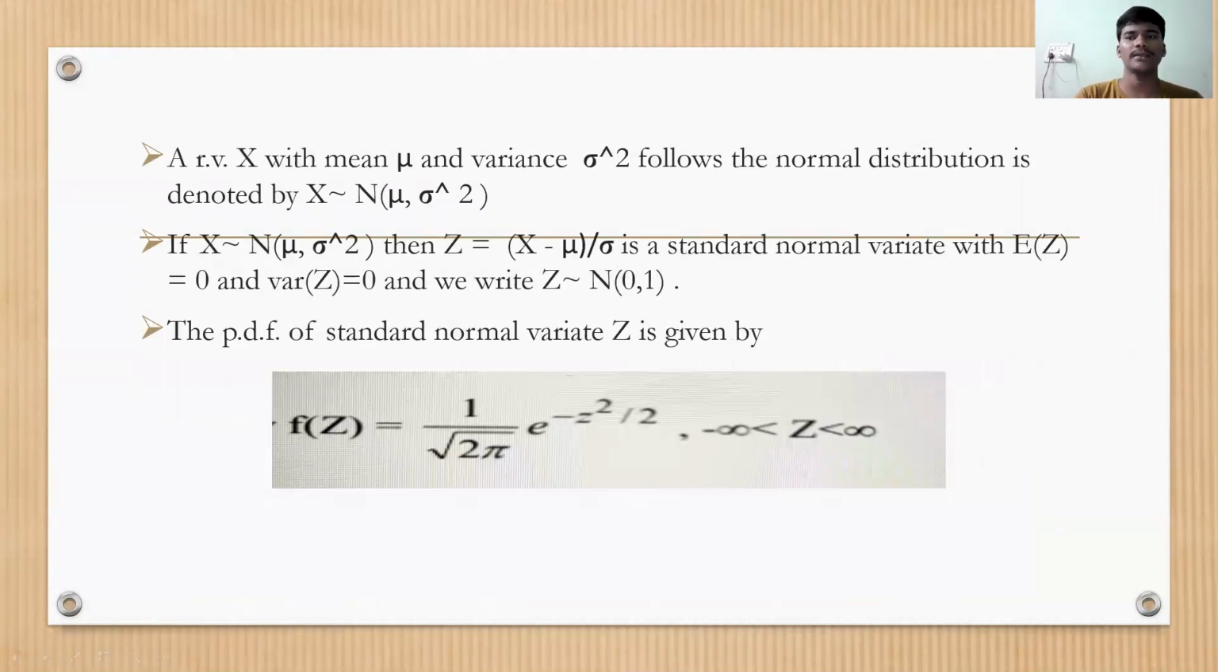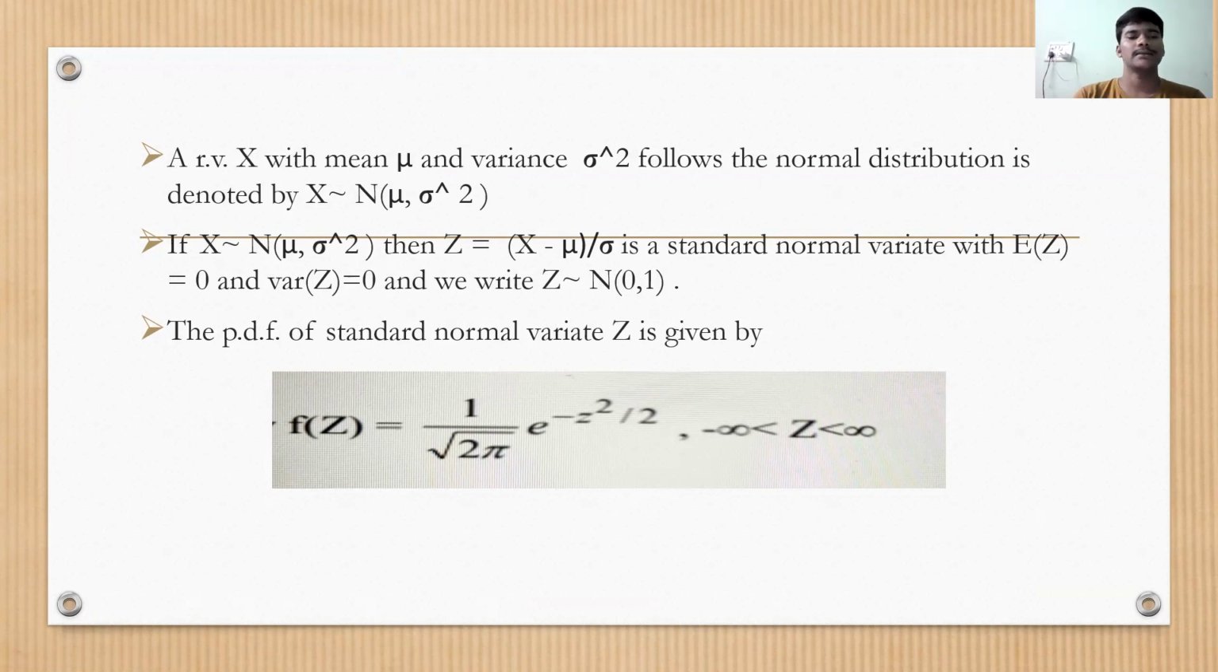Now see here, a random variable x, a normal variable with mean mu and variance sigma square, follows the normal distribution and is denoted by x ~ N(mu, sigma square).